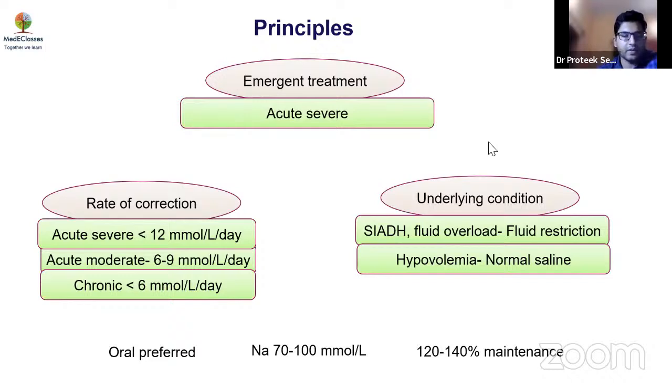So please correct accordingly. Now, especially in chronic diseases, just treating the underlying condition will lead to improvement, and you do not need to give 3% NaCl. So in SIADH, fluid overload, give fluid restriction. In hypovolemia, just normal saline. Of course, oral is preferred. Give 120 to 140% maintenance.